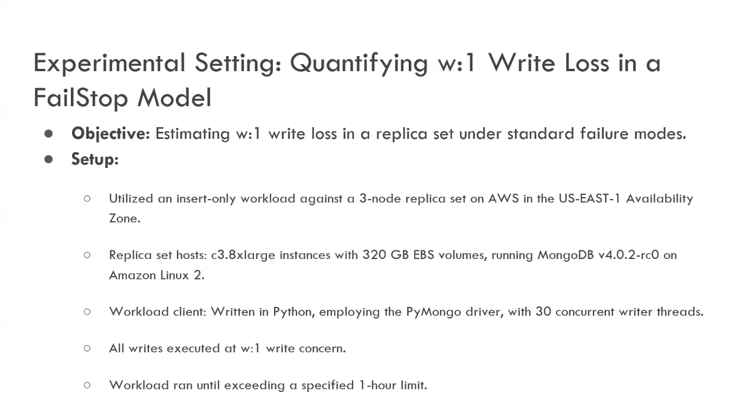For setting this up, the replica set hosts were C3.8xlarge instances with 320 GB EBS running MongoDB v4.0.2 RC0 on Amazon Linux 2. The workload client, written in Python and utilizing the PyMongo driver, consisted of 30 concurrent writer threads. All writes were executed at W1 write concern, ensuring each write was acknowledged by the primary before proceeding. The workload ran continuously, up to a specified 1 hour limit, allowing them to gather sufficient data under various conditions.